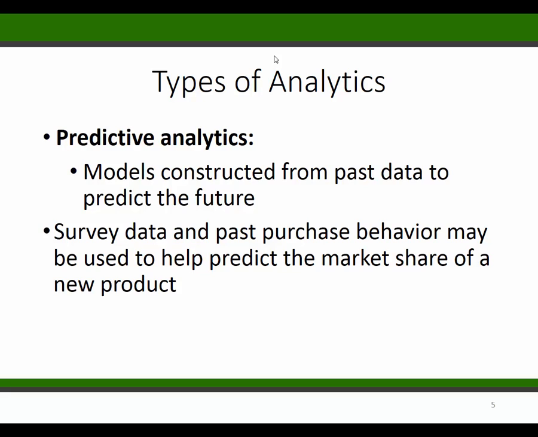For example, we might take data from a survey and combine that with data about purchasing, and then be able to determine how well a new product might do in the market. These are very classic analytical things that people do. And again, when most people think of analytics in the modern sense, they are thinking of predictive analytics.